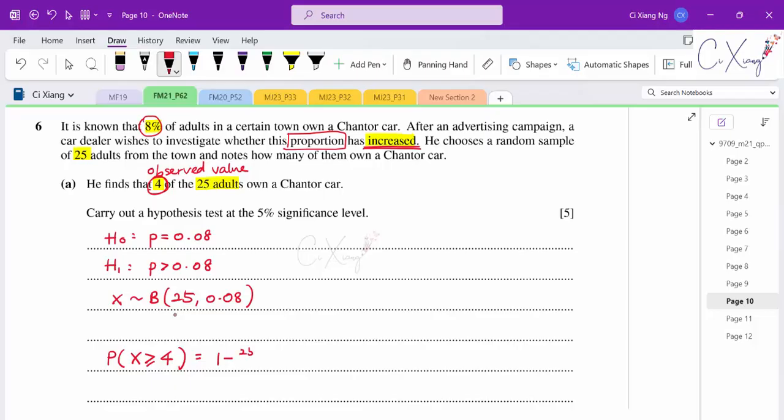So x equals to 0 will be 25C0, 0.92 power 25. Then minus x equals to 1, so 25C1. Then minus x equals to 2. And then minus x equals to 3.